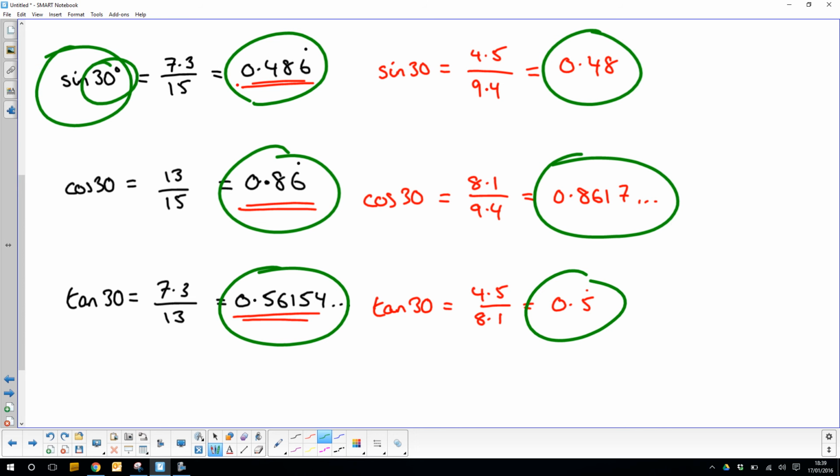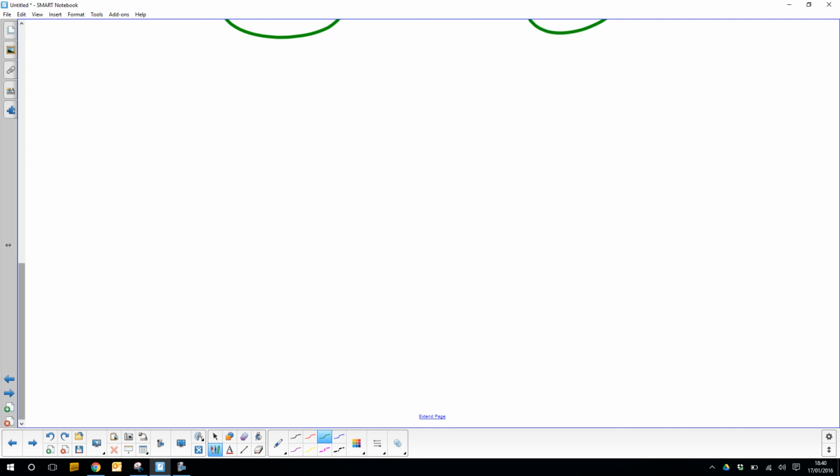Okay? Same will apply for cos of 30. The adjacent over the hypotenuse will be the same regardless of the size, as long as the angle is the same, and the same for tan, which is the opposite over the adjacent. Now there's lots in this video, but I'm going to finish it off by giving you a different way to remember sine, cos and tan.